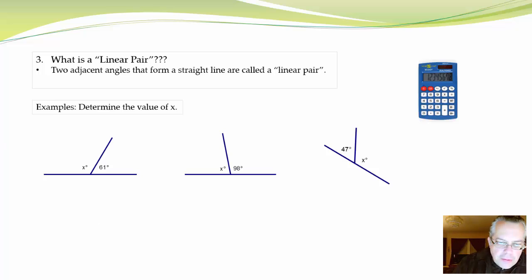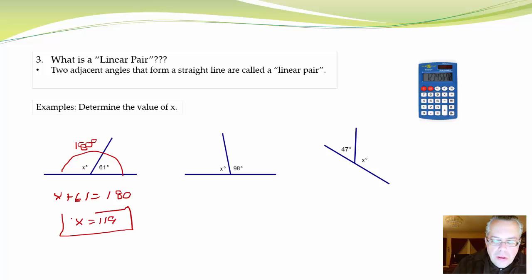So this first one, whatever x is, x plus 61 has to equal 180, because together they make a straight angle that's 180 degrees. So we can just take 180 and subtract 61, and I believe you get 119. Same thing here. The total is 180. That's the geometry fact. So if we do 180 minus 98, we get that this angle is 82.